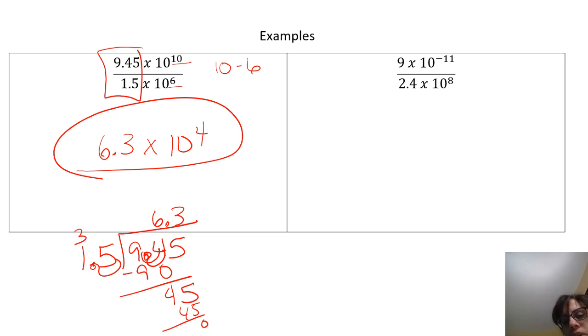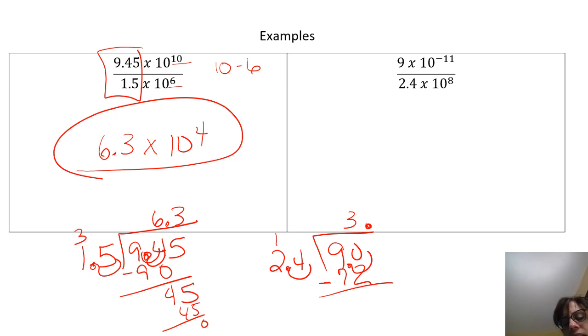We're going to do our division. 9 divided by 2.4, so I move my decimals and put it in there this time. So 24, 4 would be too big, so I'm going to go with 3. Yep, get 72, and I subtract. 90 take away 72 is 18.